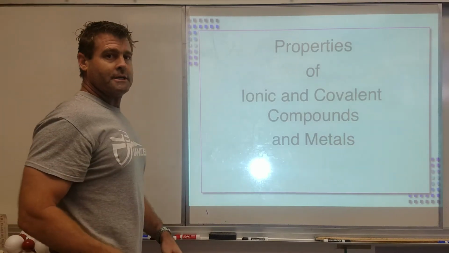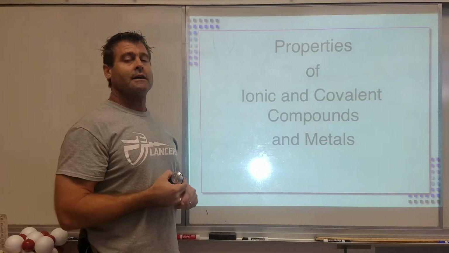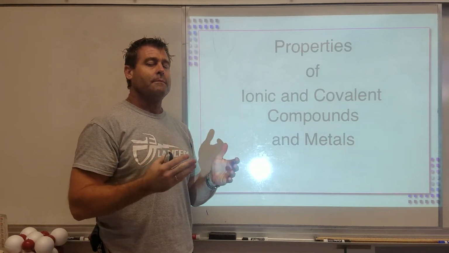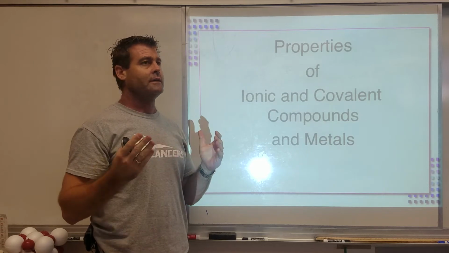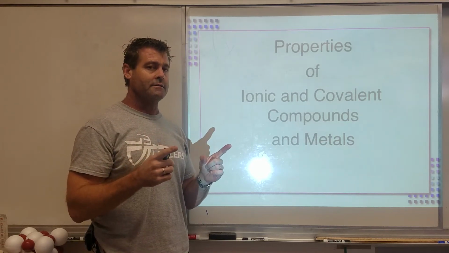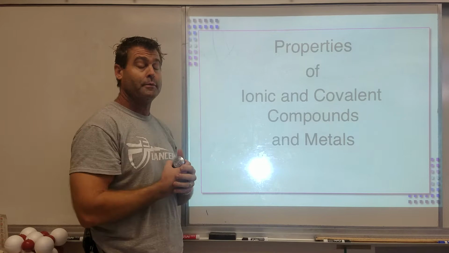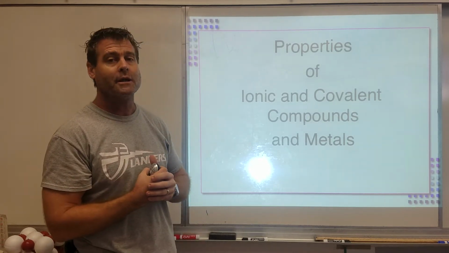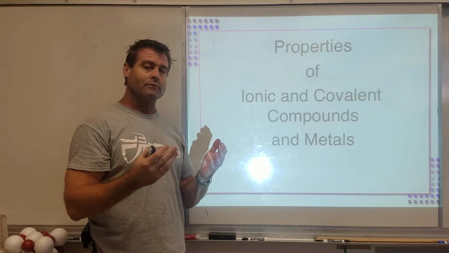All right, guys, today we're going to be talking about the properties of various compounds. You guys, there's three major types of compounds or substances that we've learned about so far. Ionic compounds, remember, a metal and a nonmetal from your periodic table. Covalent compounds, which are molecules formed from nonmetals, and then also metals.